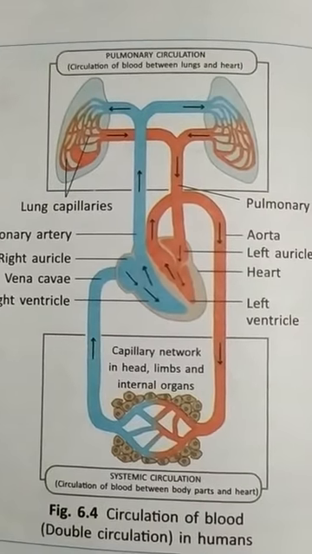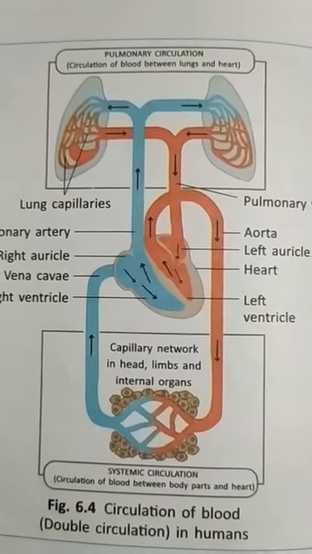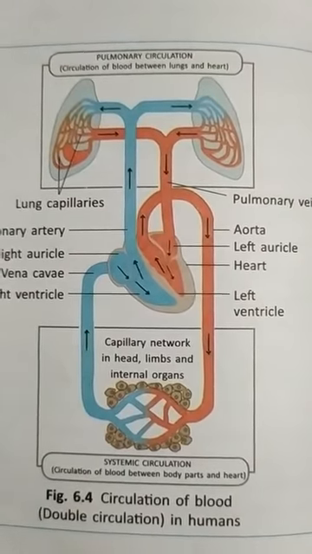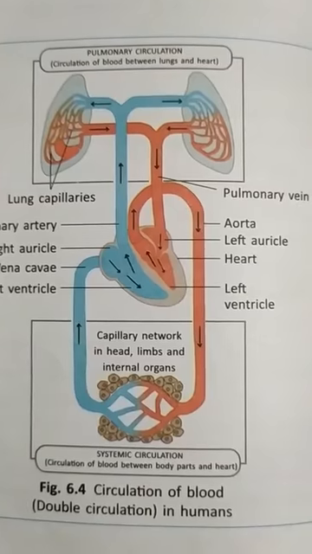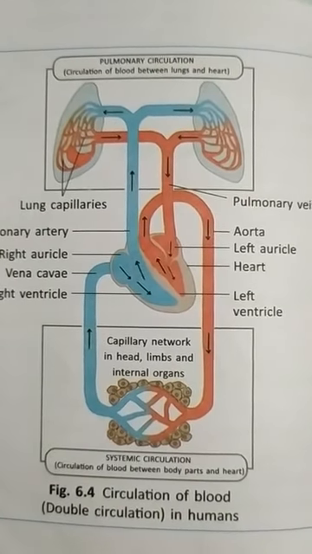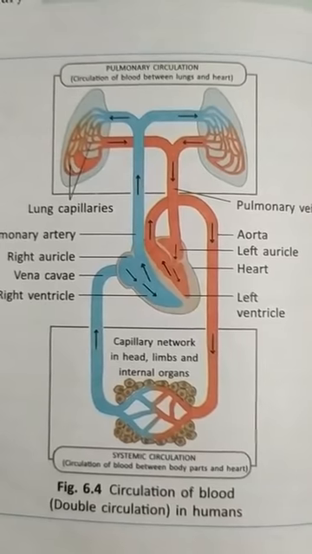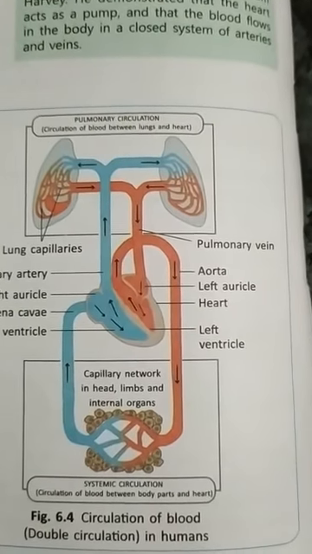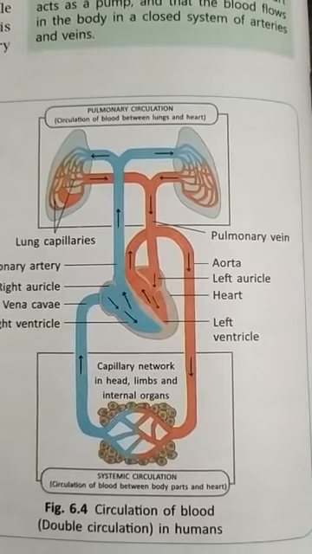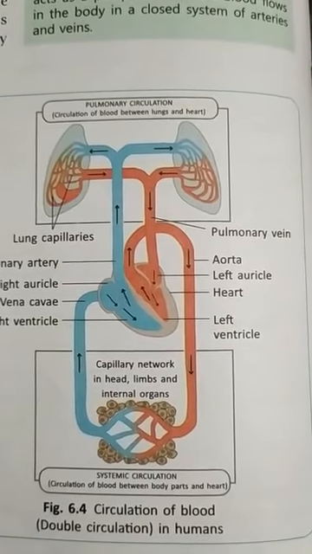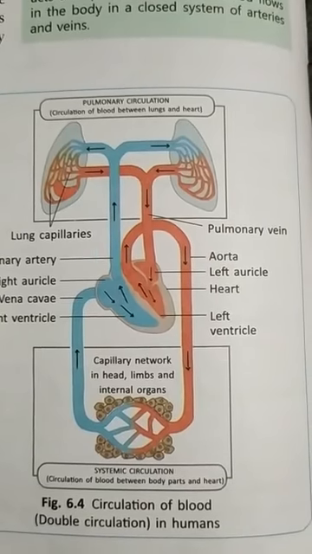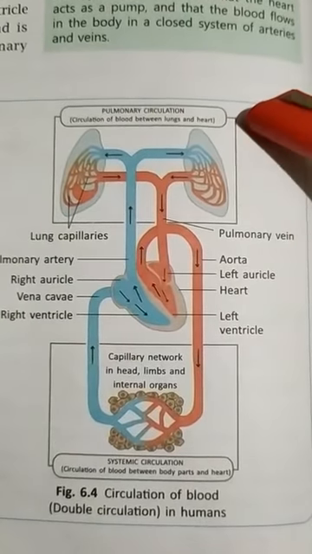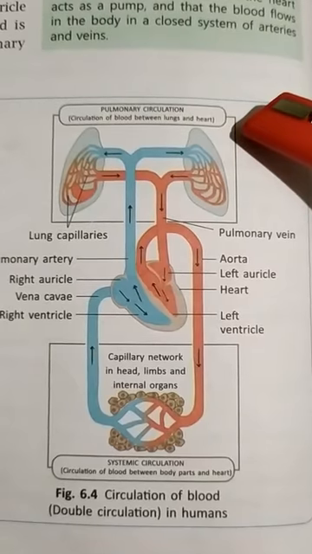So, dear students, now we are going to proceed on the topic that is double circulation. Here you will see that in our body there are two independent circulations, that is pulmonary circulation and systemic circulation. In the pulmonary circulation, wherever you find the term pulmonary, it means it is associated with the lung. So in pulmonary circulation, you will observe that the circulation of blood is between the lung and the heart.